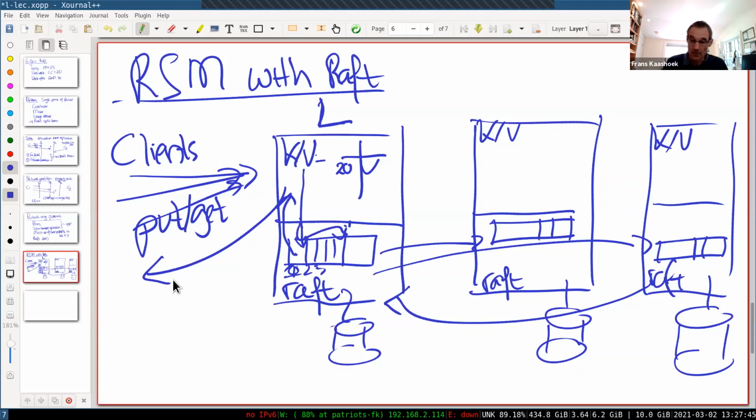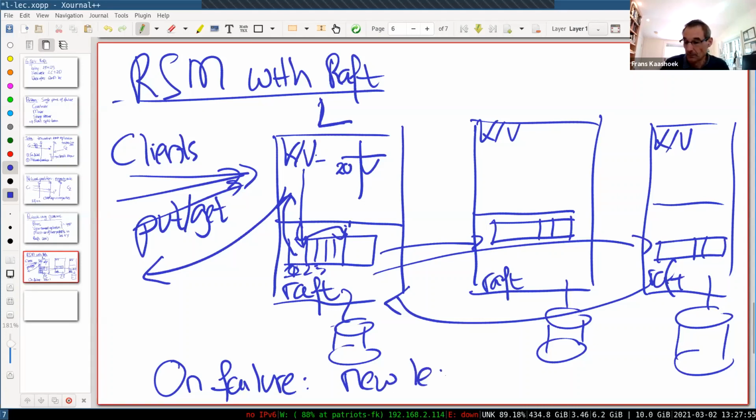So what happens on a failure? On a failure, a new leader is elected, and it will take over the role of the old leader. For example, in this particular picture, it might be the case that this leader crashes, and this becomes the new leader in the next term. We'll see exactly what that means.